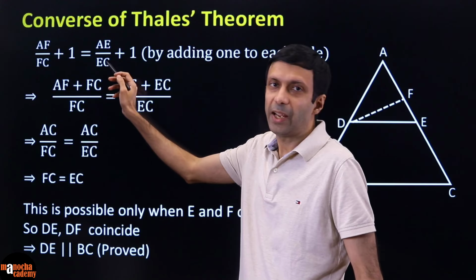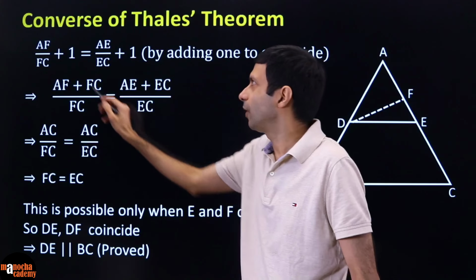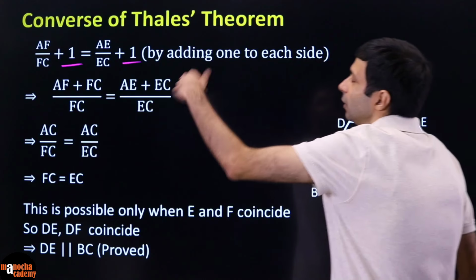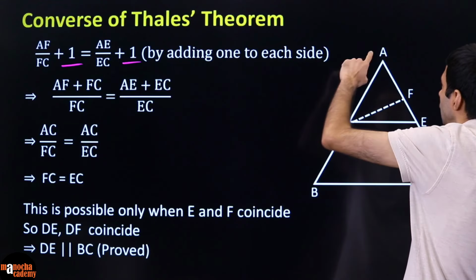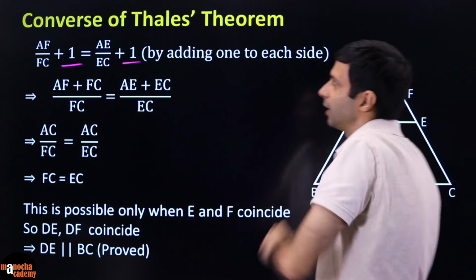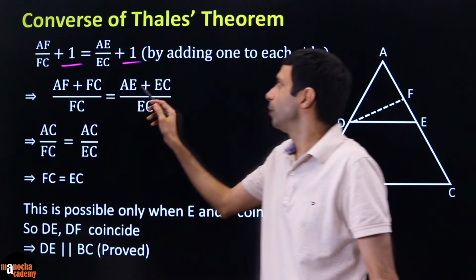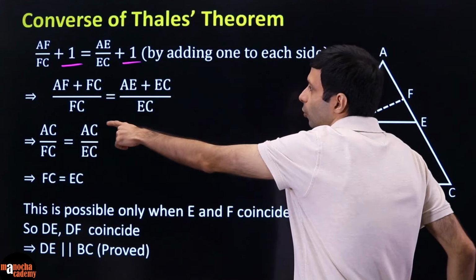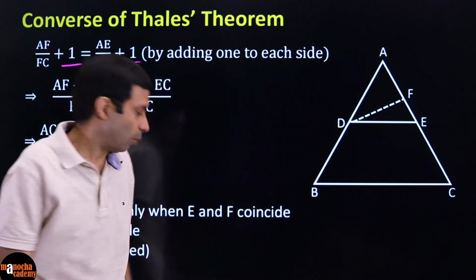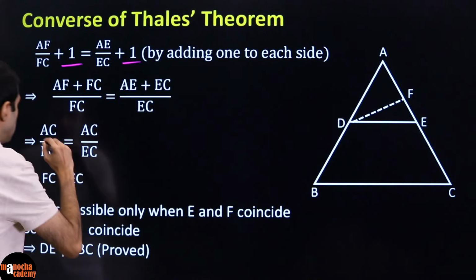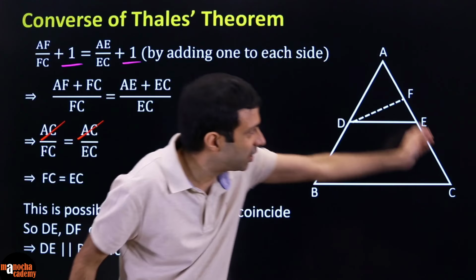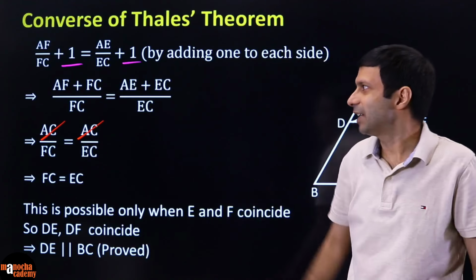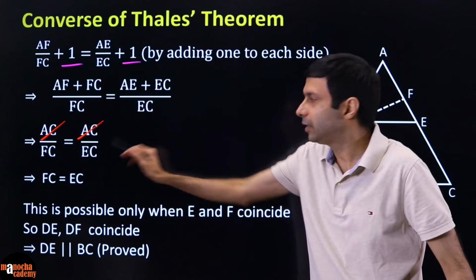AF by FC is equal to AE by EC, and we'll do the same trick of adding 1 on both sides. Now when you add 1, something interesting happens. The numerator becomes AF plus FC. What is AF plus FC? It is this entire side AC. Similarly here you get AE plus EC, so again you get the entire side AC. And now what's going to happen? This AC will cancel. AC means this side AC, not air conditioner. This entire side AC is going to get cancelled. So what are we left with? FC is equal to EC.